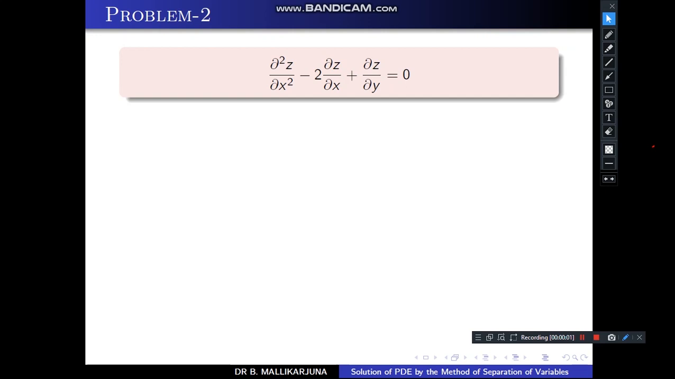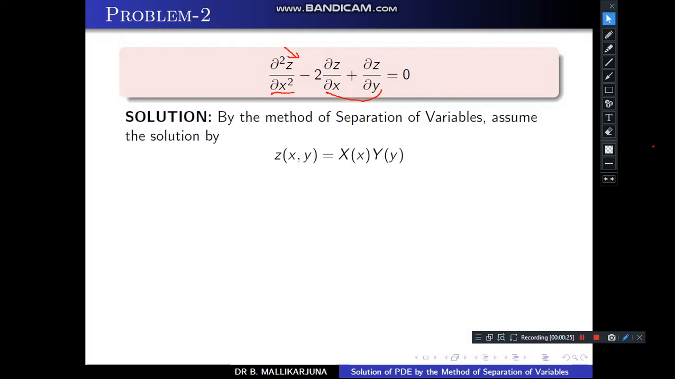Now let us see another problem, another partial differential equation, which is a second order partial differential equation with respect to x and first order partial derivatives with respect to x and y. And observe here, in place of u, the dependent variable is z.